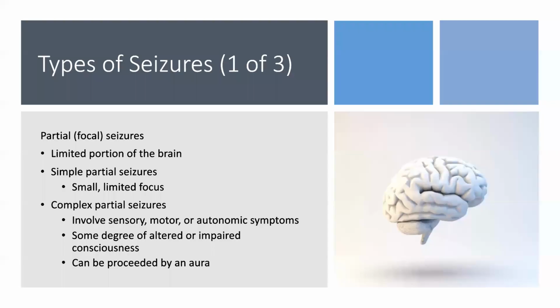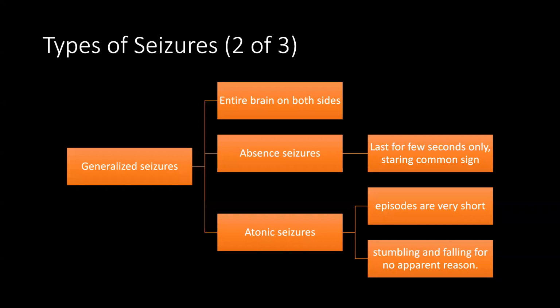and then post-ictal depression occurs when you wake up. Now, if we talk about partial seizures, the second type, it is limited to a portion of the brain. They are also called focal seizures. One is the simple partial seizure, which is a small and limited focus. The other is the complex partial seizure, which involves sensory, motor, or autonomic symptoms and some degree of altered or impaired consciousness. It can be preceded by an aura.